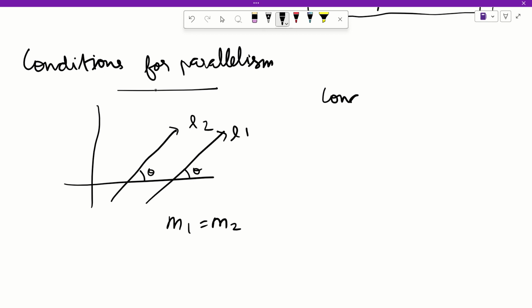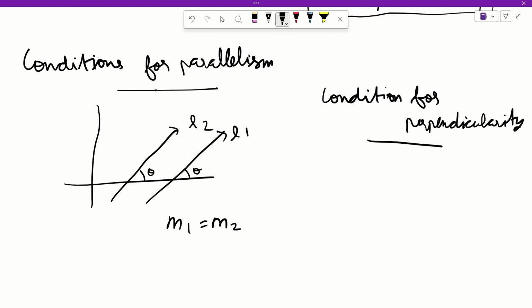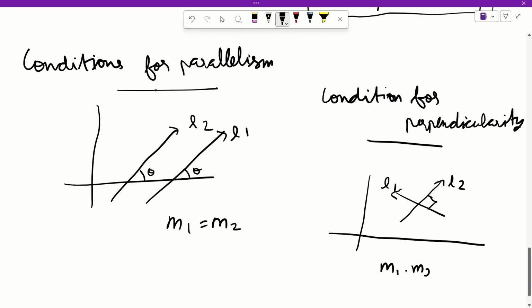Next is conditions for perpendicularity. Here, what is the condition? We have an axis like this. We have line 1 like this. This is line 1. This is line 2. They are perpendicular to each other. m1 into m2 equal to minus 1. This is the condition: m1 into m2 equal to minus 1.